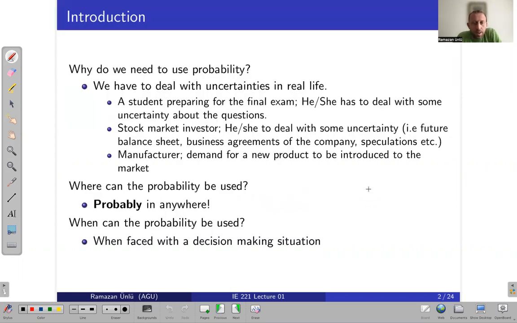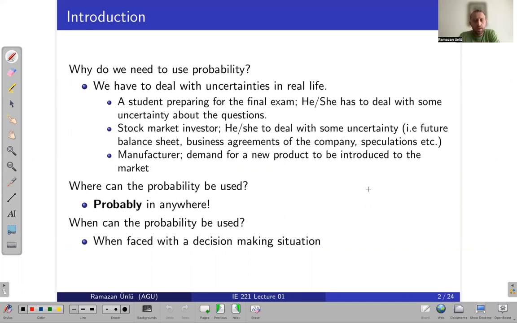So when I say probability, actually we are talking about some uncertainties. We have to deal with some uncertain things in real life. We can give some different examples for the uncertainties.